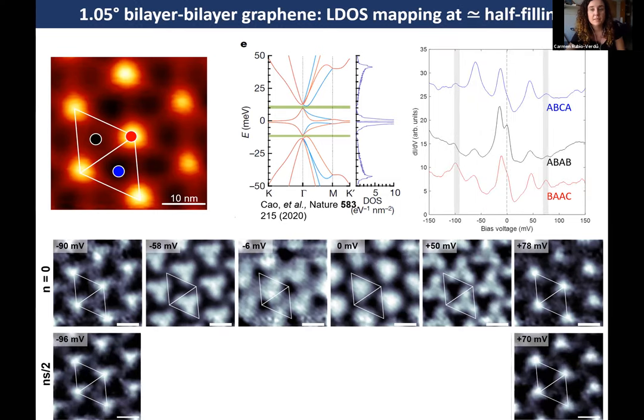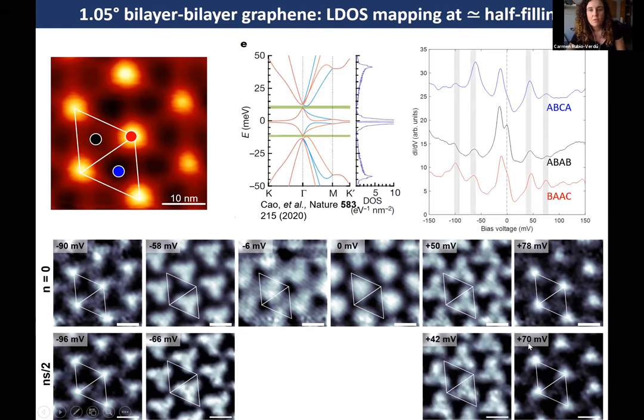Now, what happens if we go to the half filling of the band? So you can see now the Fermi level is sitting at the flat band, and we do the same thing. Here are the maps. For high energies, nothing changed. We see the AA sites. For the remote bands, we see these nice triangular shapes that change the orientation with the energy, but nothing more.